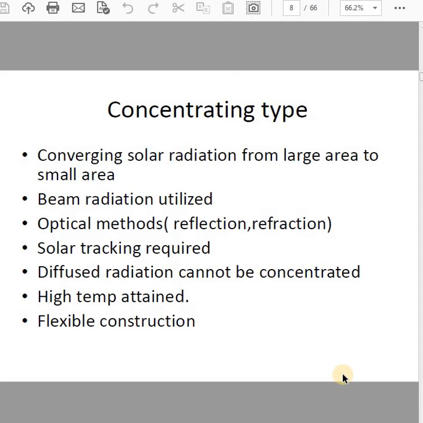using concentrating type collectors, because the temperature range is high because of the high amount of concentration, and flexible temperature. Since you are considering a high temperature range, you have flexible construction and you can construct it for high efficiency.